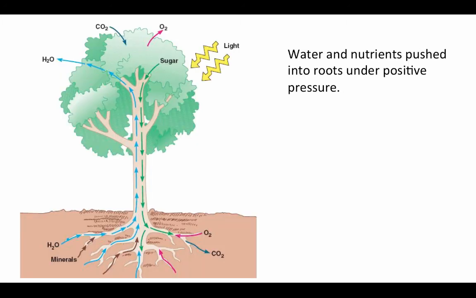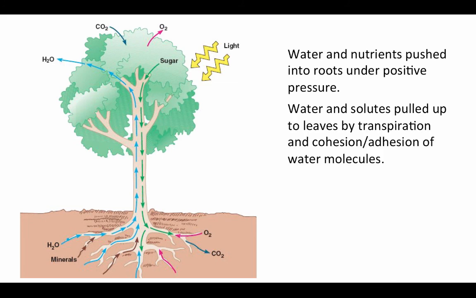So in this web lecture, we've seen how this whole process works of moving water all the way from the roots up to the very tops and the leaves in the very tallest of trees. So it all begins at the roots with the uptake of water and minerals from the roots, and they're pushed into the roots under positive pressure due to the active uptake of minerals. The water and solutes that have entered the roots are going to be pulled up to the leaves by this process of transpiration and cohesion/adhesion of water molecules.